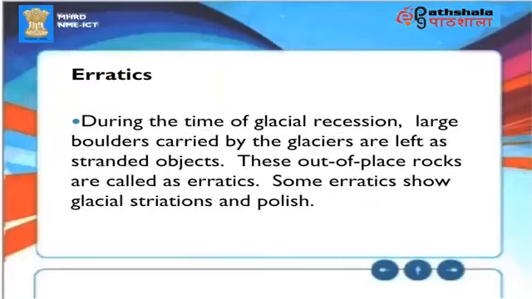Erratics. During the time of glacial recession, large boulders carried by the glaciers are left as stranded objects. These out-of-place rocks are called erratics. Some erratics show glacial striations and polish.